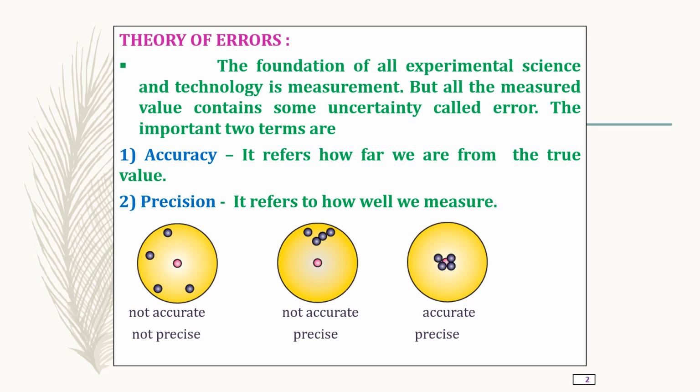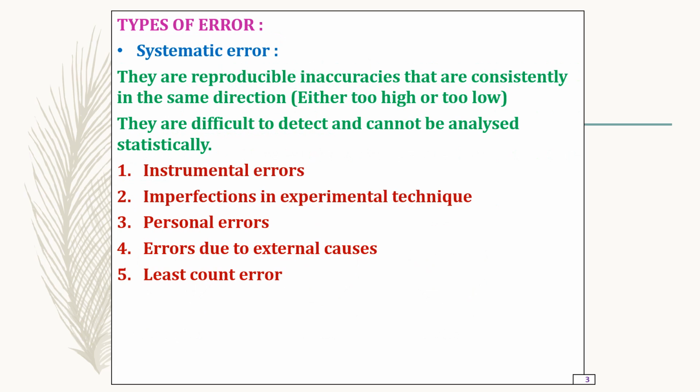Next we'll go into the types of errors. The uncertainty in a measurement is called an error. Random error, systematic error and gross error are the three possible errors. First we'll see systematic error. Systematic errors are reproducible inaccuracies that are consistently in the same direction. They are difficult to detect and cannot be analyzed statistically. Systematic errors can be classified as follows.